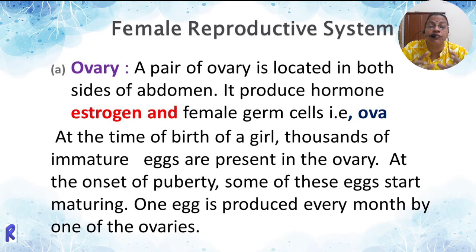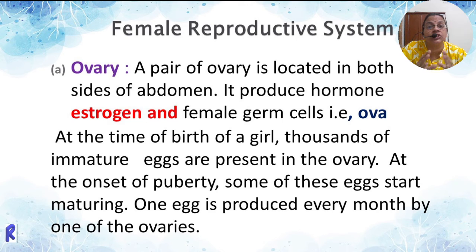This production of ova starts by puberty, once the girl is entering womanhood. Every month her ovary will start producing one ovum. But right from birth, when the baby is in the mother's womb, the production of ova will start, but it will be arrested.